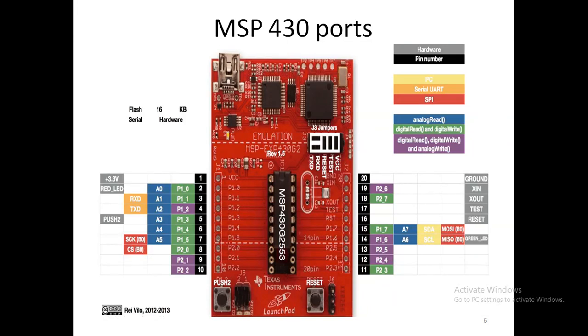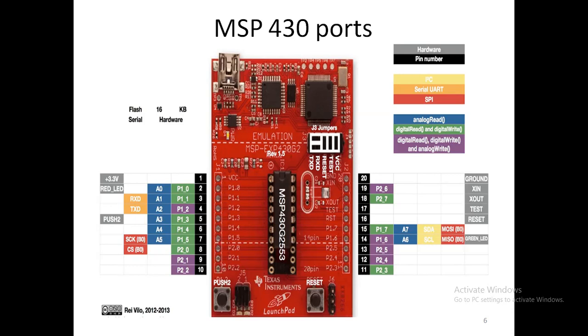So this is our MSP430 LaunchPad. Now we are going to send and receive data through port 1 and port 2. Port 1 consists of a total of 8 pins and port 2 consists of a total of 8 pins. So 8 plus 8 is 16, and the remaining are test signal, XIN, XOUT and ground.